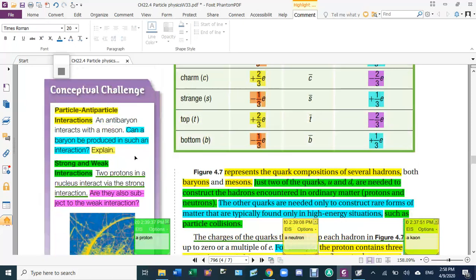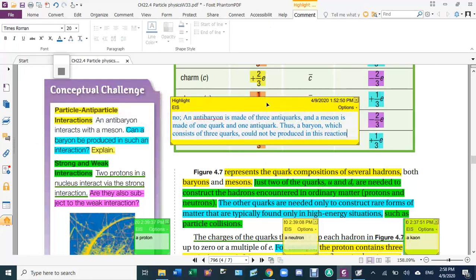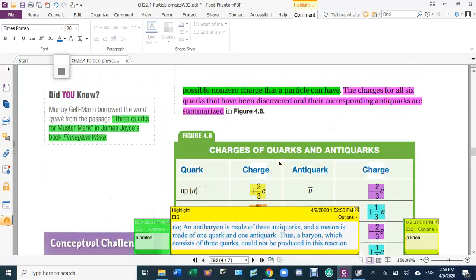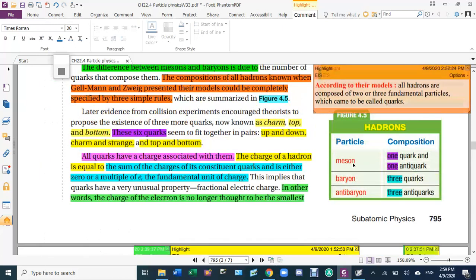Now, an antibaryon interacts with a meson. Can a baryon be produced in such an interaction? We will answer this question. Explain. The answer: no, because an antibaryon is made of 3 antiquarks, and a meson is made of 1 quark and 1 antiquark. Thus, a baryon, which consists of 3 quarks, could not be produced in these reactions. Notes here: baryon, 3 quarks; meson, 1 quark.